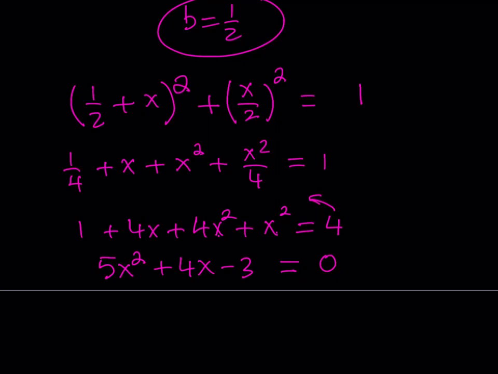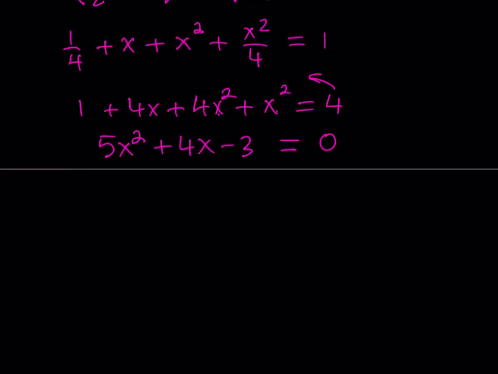Well, unfortunately, this is not factorable because the solutions are not rational. So we can always use the quadratic formula. You can also complete the square here, but it's a little painful. You have to divide both sides by 5, and then deal with half of 4/5, so on and so forth. It's kind of painful, but you can do it if you want. I'll use the quadratic formula.